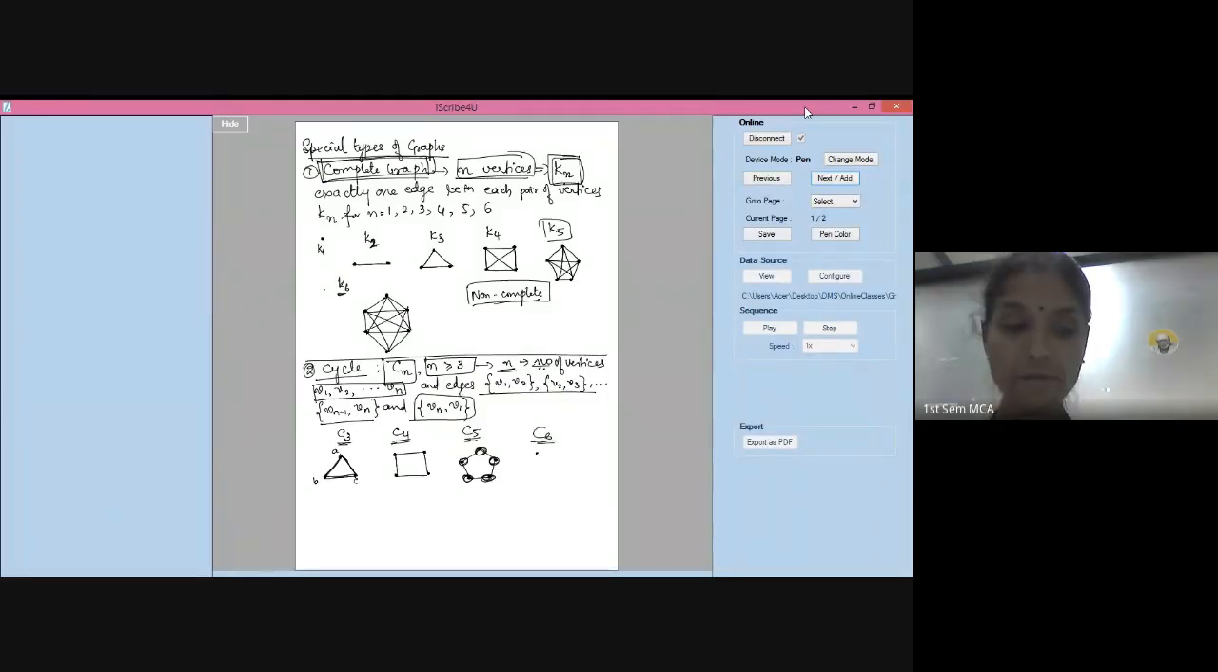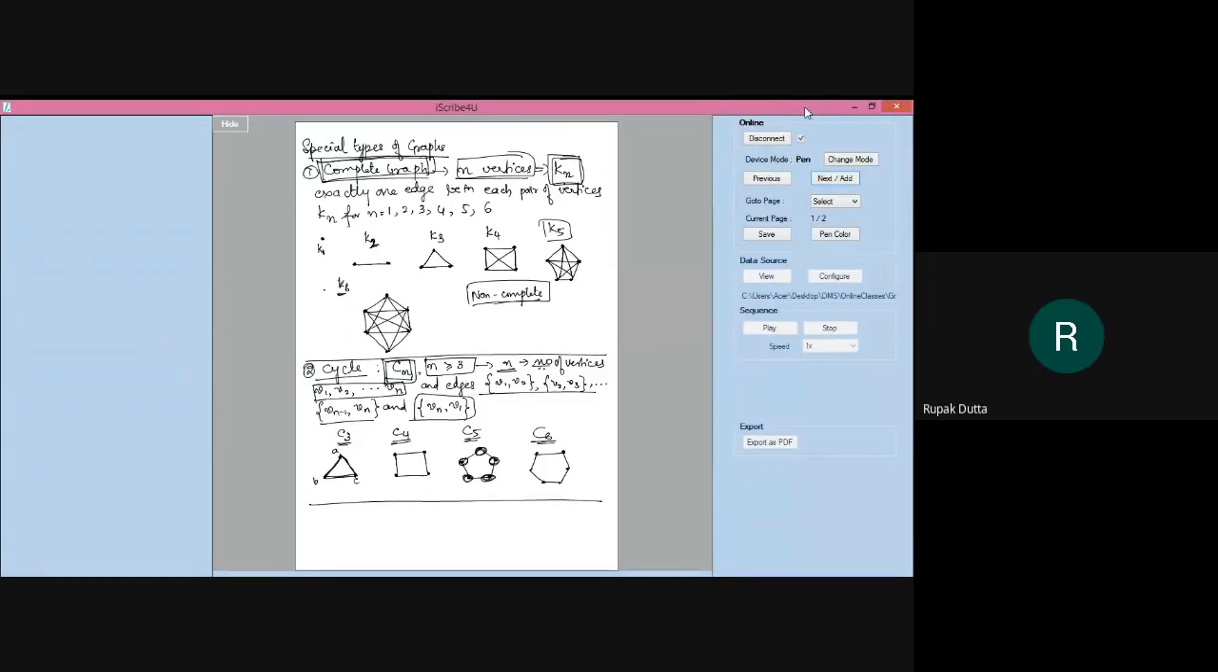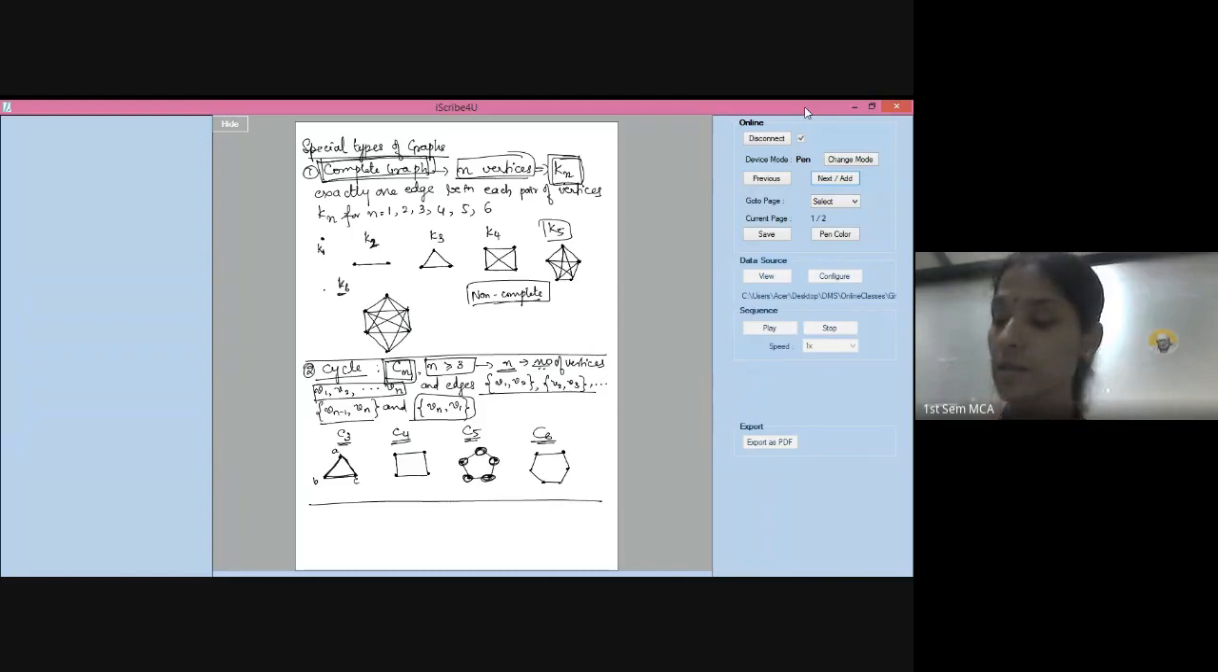C6, I'll have 6 vertices and 6 edges: 1, 2, 3, 4, 5, 6. You can take it however you want. This is one edge, this is another one, another one, another one, another one. All right. That's again a cycle. So cycle is represented by Cn, and N is the number of vertices. So you will have edges traveling from one vertex, up to coming back to the same vertex. Clear to you all? What is a cycle? Yes, ma'am.